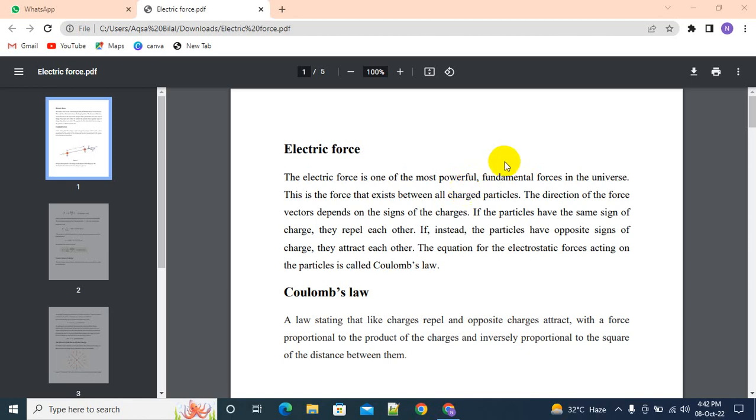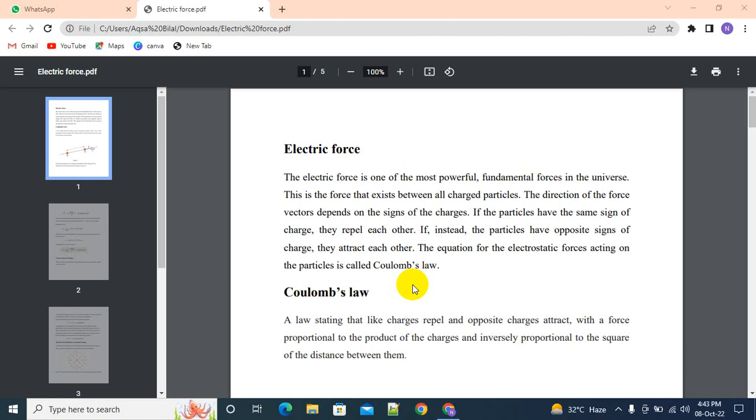Electric force. The electric force is one of the most powerful fundamental forces in the universe. This is the force that exists between all charged particles. The direction of the force vectors depends on the signs of the charges. If the particles have the same sign of charge, they repel each other. If instead the particles have opposite signs of charge, they attract each other.